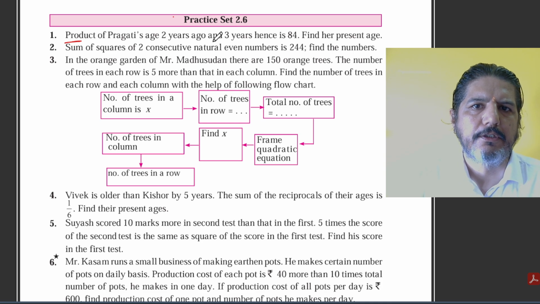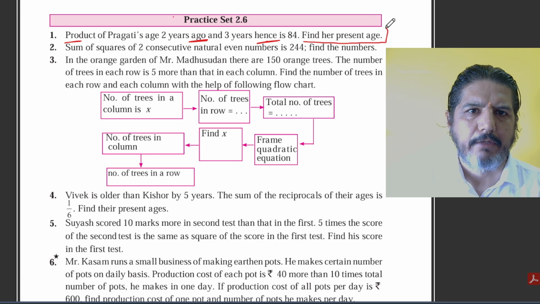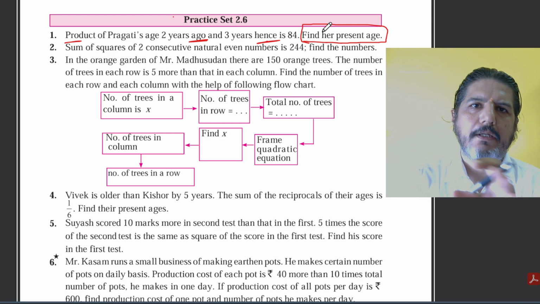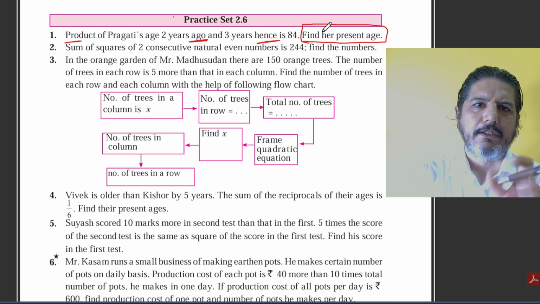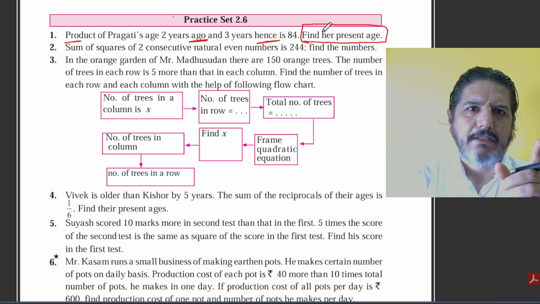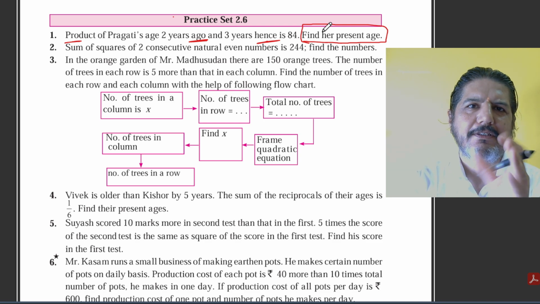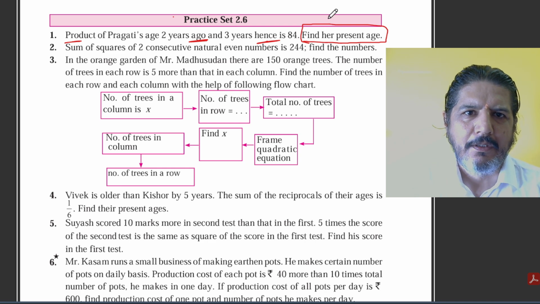Pragati's age 2 years ago and 3 years hence is 84. Find her present age. In all these word problems, in 95% of the cases, whatever is mentioned in the last line of the word problem, you can assume that to be X. That is a thumb rule. In 90 to 95% of cases, that is only what is required. So I assume that the present age is X.